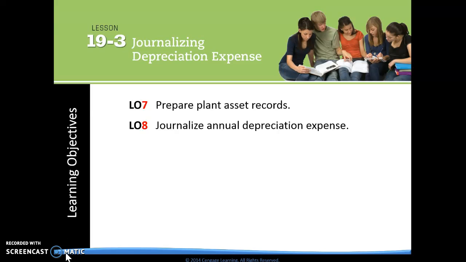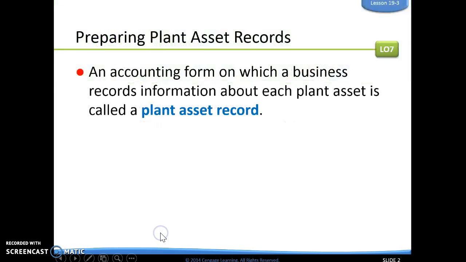19.3, journalizing depreciation expense. We have two learning objectives. You need to be able to prepare plant asset records, and you need to be able to journalize annual depreciation expense. A plant asset record form is just the accounting form that we are going to record the information about each plant asset.